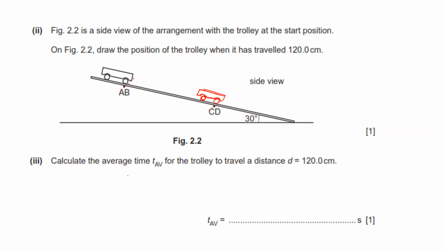Okay, then it says calculate the average time TAV of the trolley to travel distance. So we are given 3 times. TAV is 0.7 seconds we are given, then we are given 0.81, and then we are given 0.95, and add these divided by 3, so time average comes out to be 0.82 seconds. So this average time is 0.82 when units are given seconds.